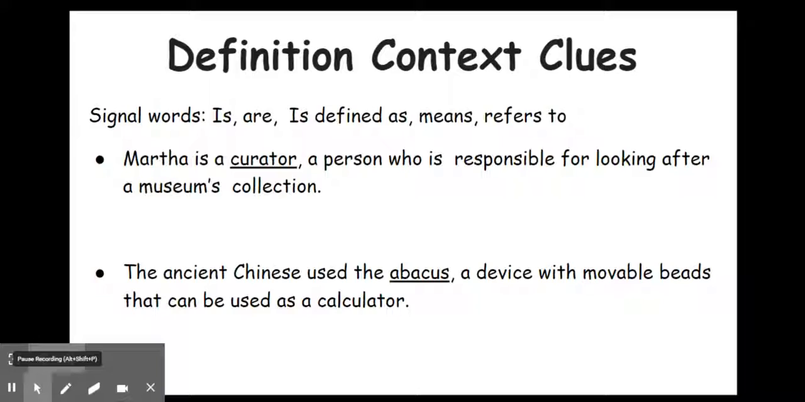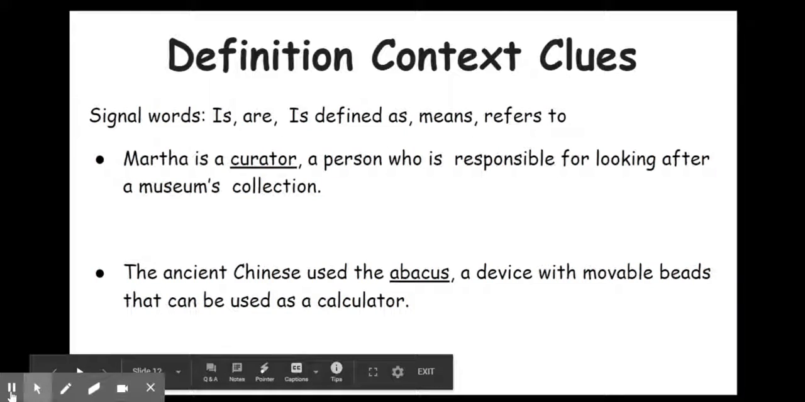Martha is a curator, a person who is responsible for looking after a museum's collection. We have an underlined word, curator, that we don't know the meaning of. This word has the definition that follows it. So, a curator is a person who is responsible for looking after a museum's collection.